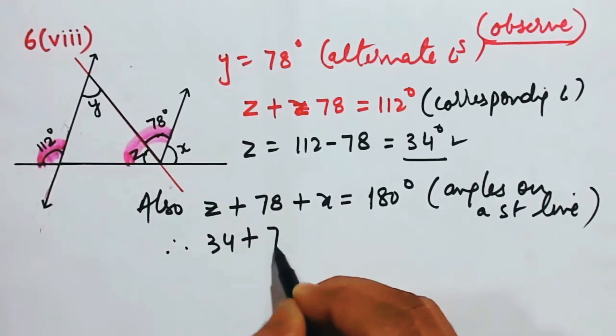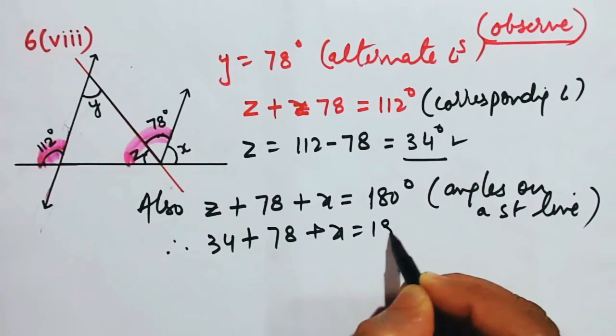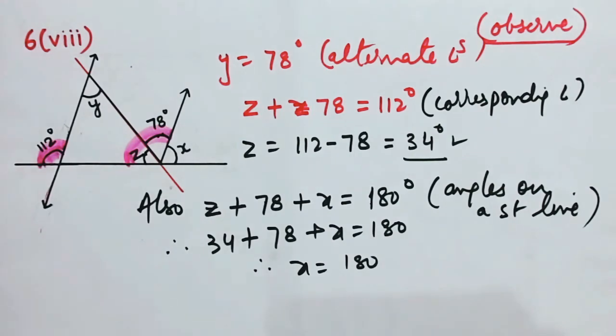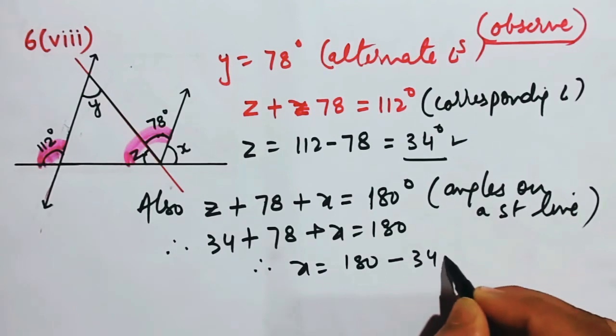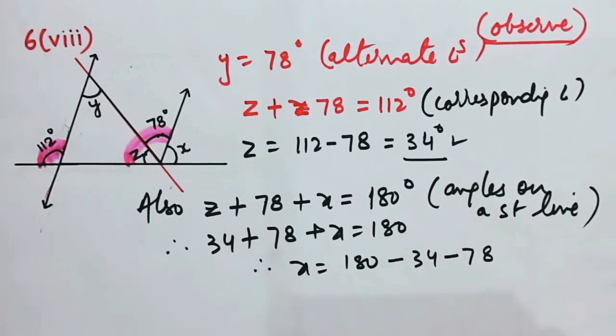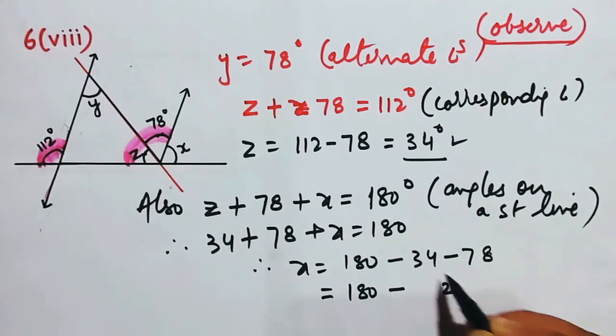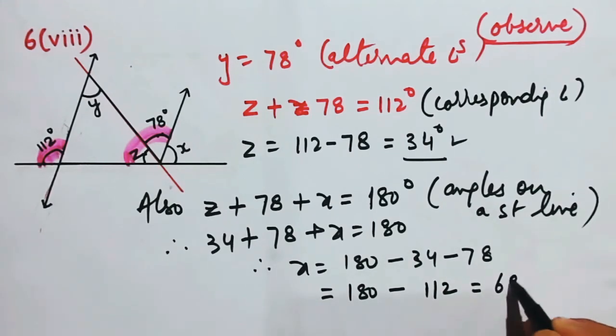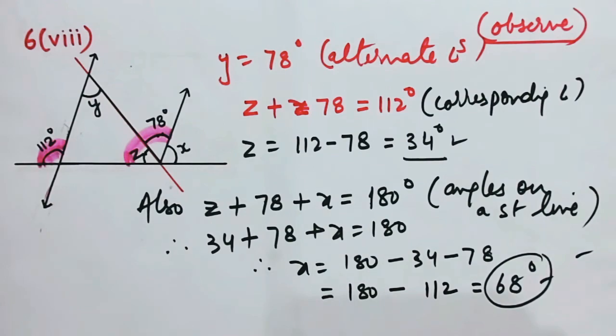34 plus 78 plus X is equal to 180. Therefore, X will be equal to 180 minus 34 minus 78, isn't it? Will be equal to how much? So 8 plus 4 is 12, 7 plus 3 is 10, 112. So 180 minus 112 will be equal to 68 degrees. So I found out the value of X as 68 degrees, isn't it?